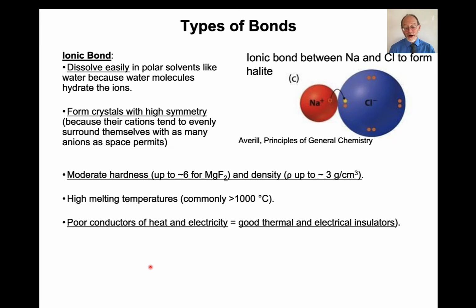These have moderate hardness. The maximum hardness I found was 6 for magnesium fluoride. The density is moderate, up to 3 grams per cubic centimeter. A lot of rocks, granites, for example, are 2.75. Rocks from the mantle are 3.25 and higher. So 3 is kind of right in the middle. They tend to have high melting temperatures, and they're poor conductors of heat and electricity.